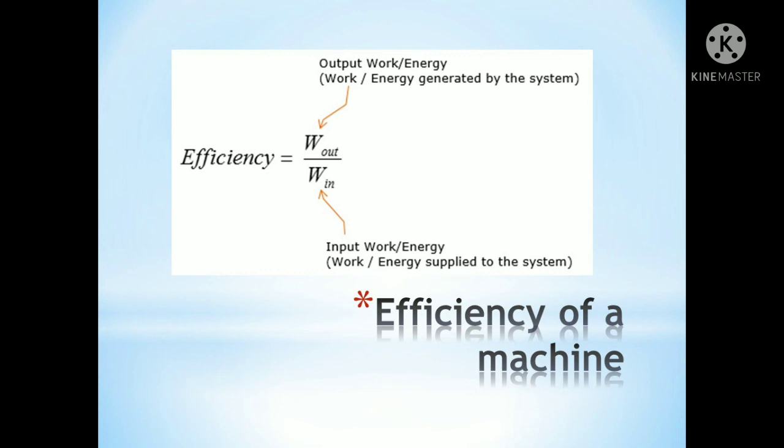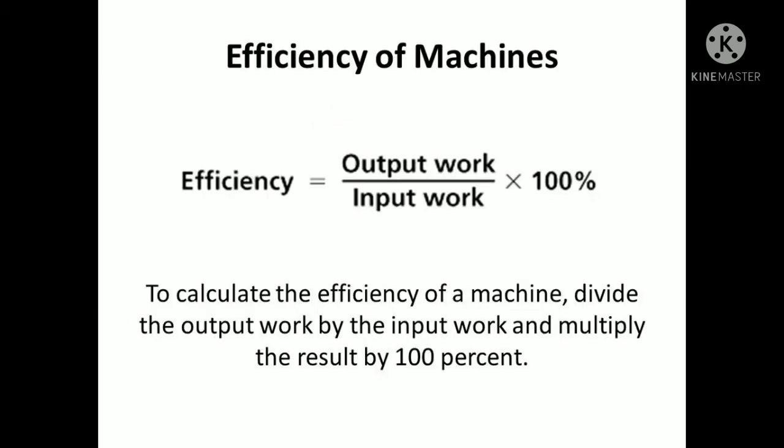But how to take out the efficiency of a machine? Let's see here. The efficiency of a machine is output work by input work into 100%. So to calculate the efficiency of a machine, we divide the output work by the input work and multiply the result by 100%. Then we can say how much percent of efficiency there is in that machine.